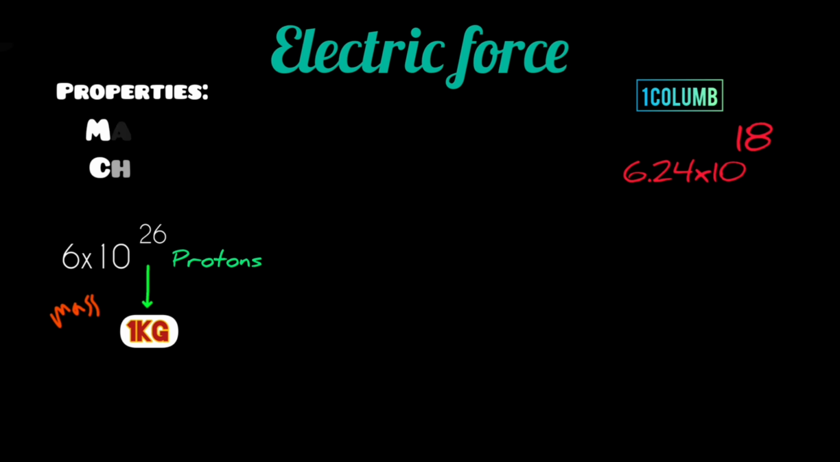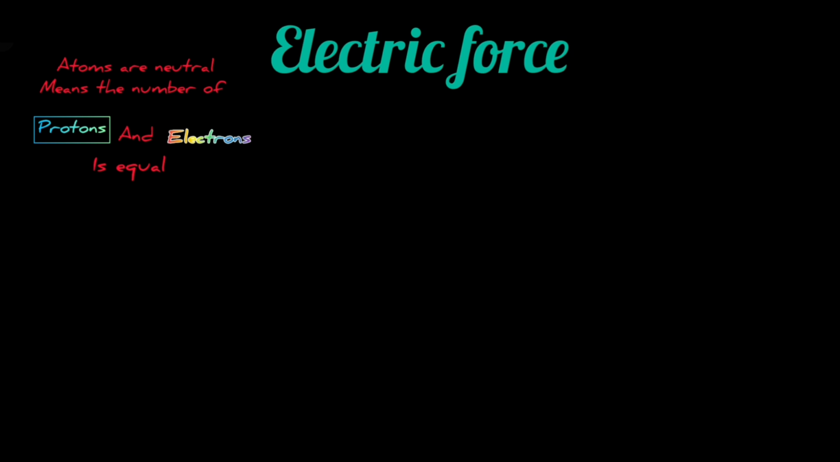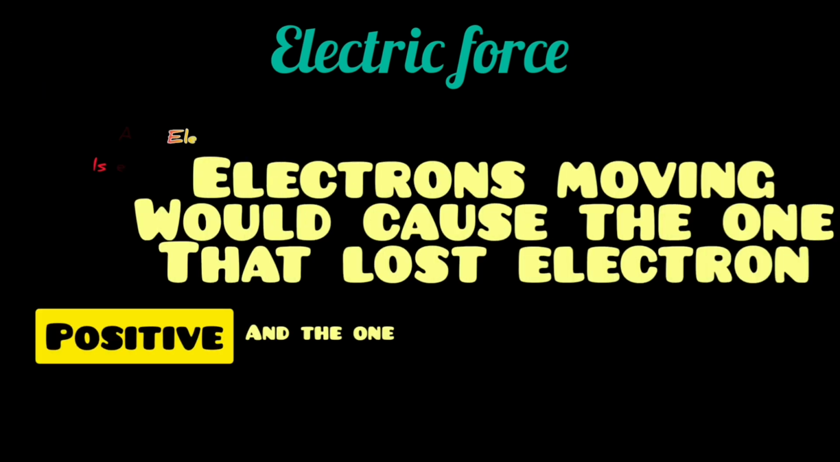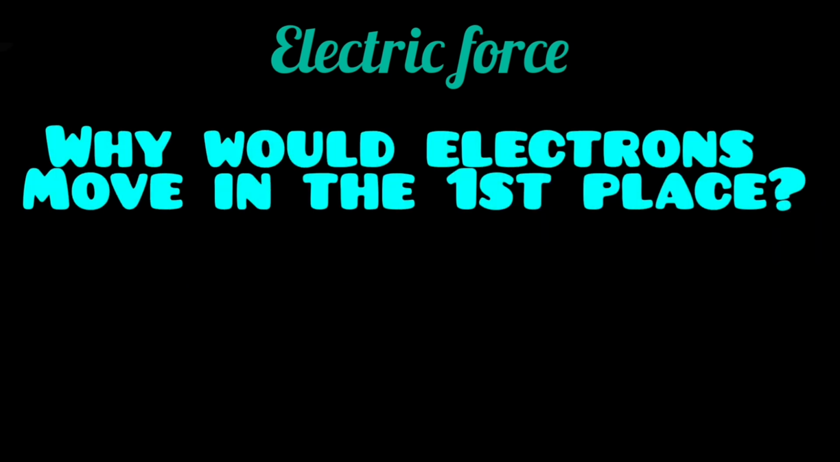When any electron moves from one to the other, the first one becomes positive since it has lost electrons, and the second one would become negative since it gains electrons. Before this movement of electrons, both were neutral because the number of their protons and electrons were equal, and also the charge that an electron and proton has is also equal. Therefore, they would be neutral. Now the question is, why would electrons move in the first place?